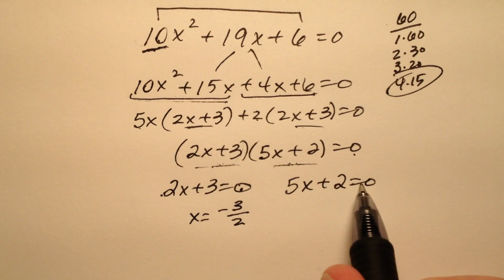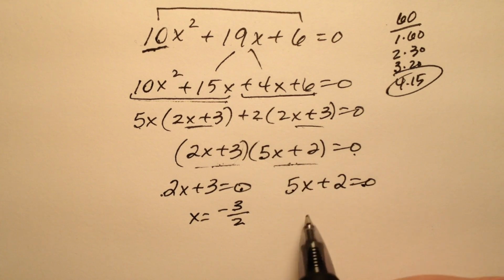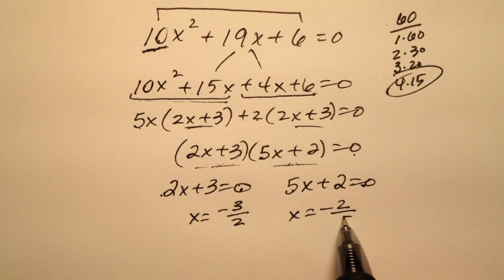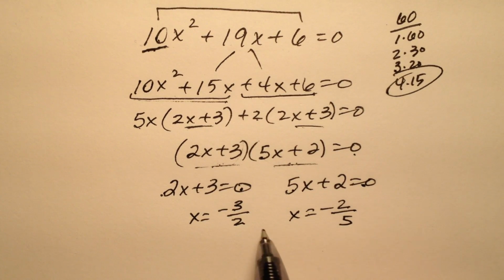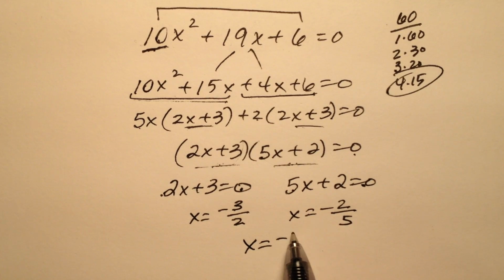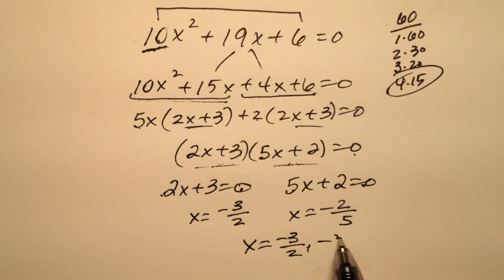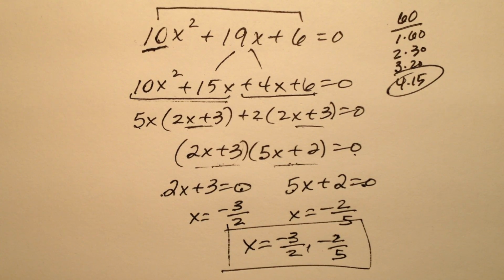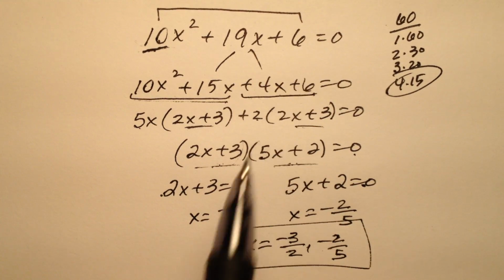And when I subtract 2, I'll have a negative 2, and then when I divide by 5, I'll have a negative 2/5 for my other value of x. So my x's will be negative 3 halves or negative 2/5. And those will be the two solutions for this original quadratic equation.